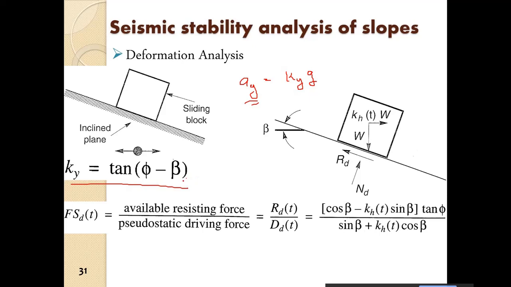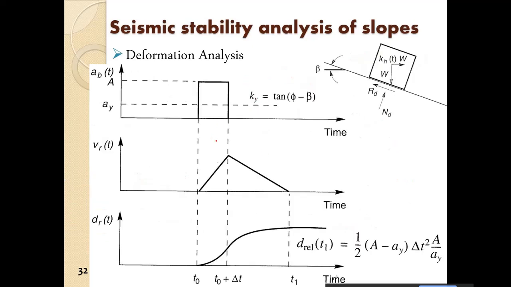So when kh is greater than ky, there will be sliding. In case of the limit equilibrium method, LEM, if we do the analysis, the factor of safety will show less than 1. So there will be sliding. As soon as the kh reduces below ky, the block will stop. So that is what we have discussed.